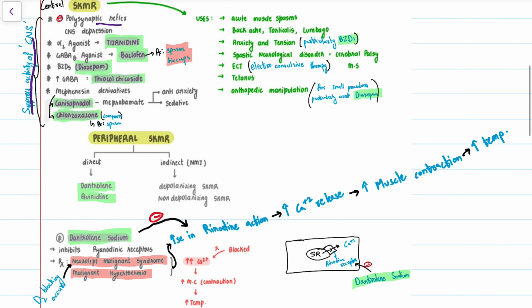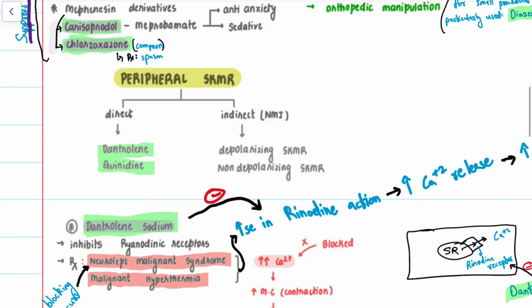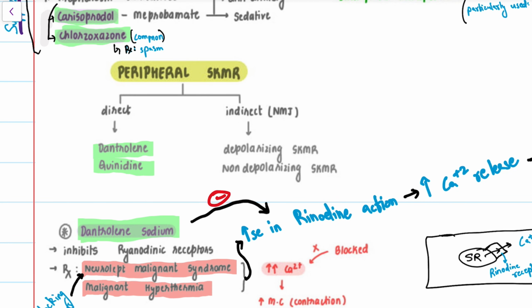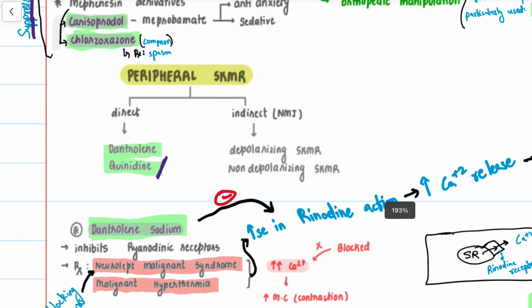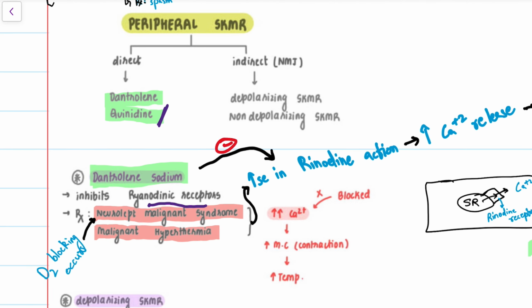Now we'll go into the peripheral SKMRs. In peripheral, we have the directly acting dantrolene and quinidine. You see these dantrolene, these directly inhibit the ryanodine receptors. So it is used for treatment of neuroleptic malignant syndrome and malignant hyperthermia.